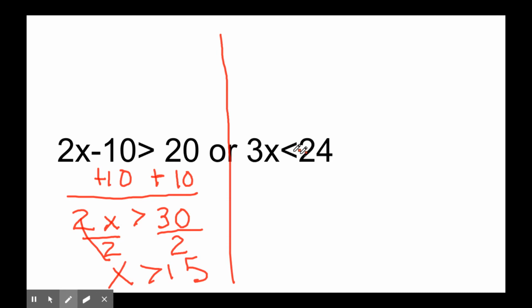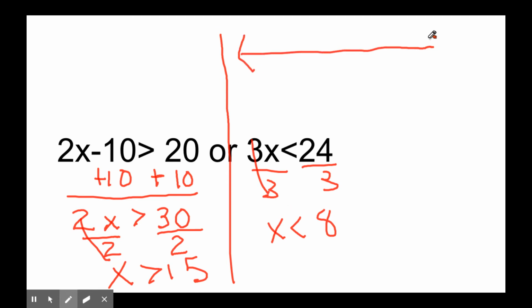Now I'm going to come over to this side, and I'm going to solve it. So we have 3x is less than 24. So since it's just already one step, I'll just divide both sides by 3 and get x is less than 8. So I have two things that is happening, this or this. So when I do my graph, I'm including both. So I'm going to put my 8 and my 15.